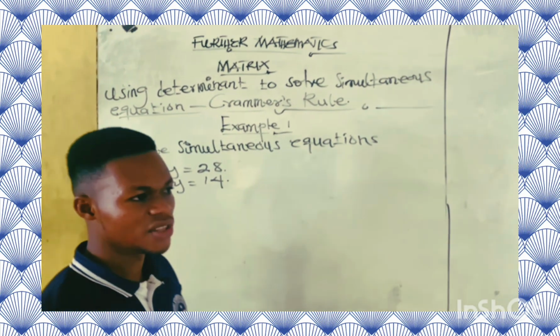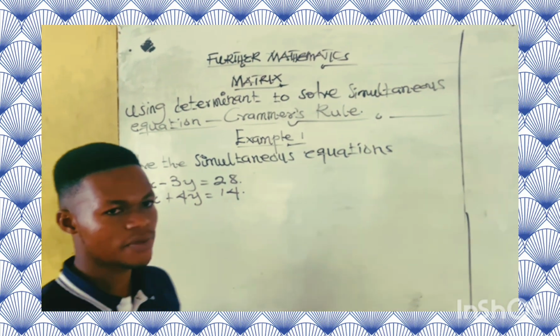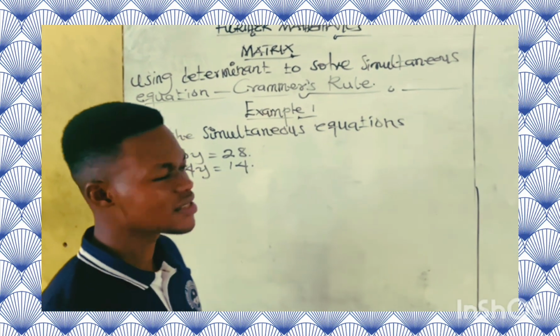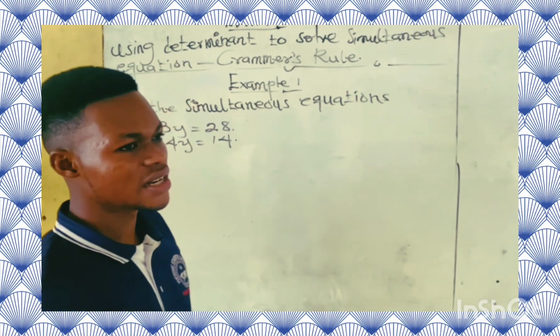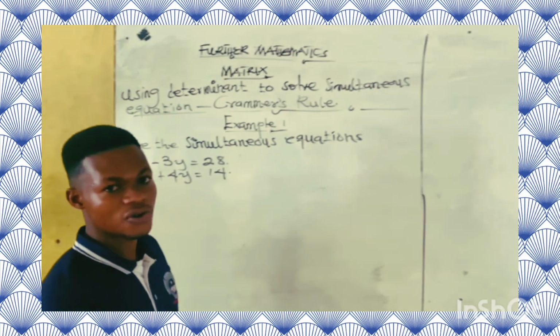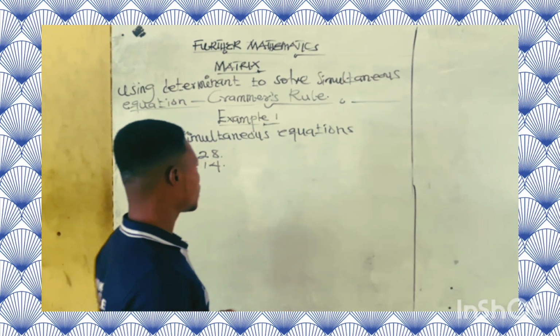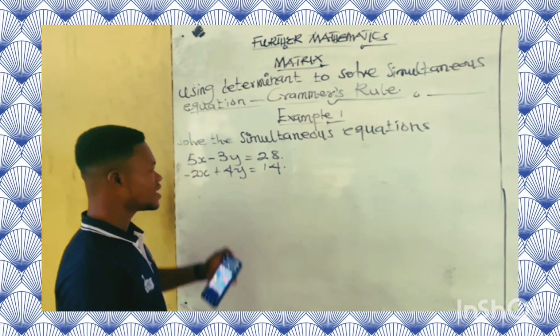In this video, we are going to focus on how to use the determinant to solve simultaneous equations, which is also known as Cramer's rule. How to use Cramer's rule to solve simultaneous equations. So, fast forward, let's look at this example.